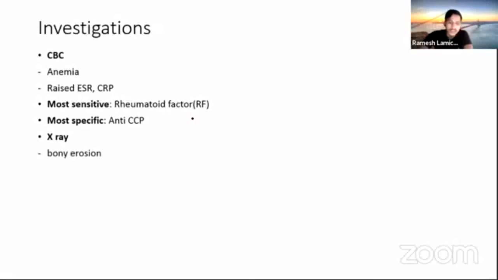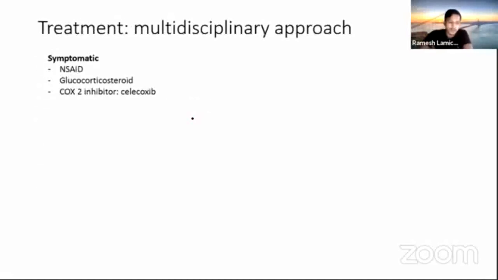So this is important. X-ray, the bone erosion, egula joint space narrowing, usually the periarticular osteopenia, egulai pabo amra. So treatment. So rheumatoid arthritis treatment is a multidisciplinary approach, not only the rheumatologist but also the orthopedicians, also the physical medicine department. All right, so the treatment here is like when the patient comes first, we usually give the symptomatic treatment with the NSAIDs and the COX-2 inhibitor like the celecoxib.